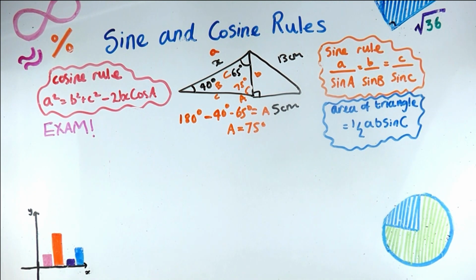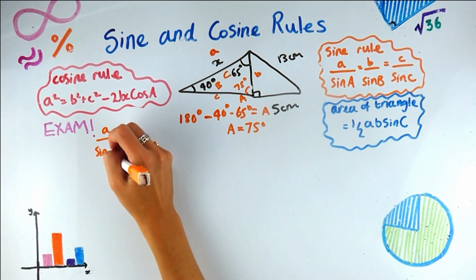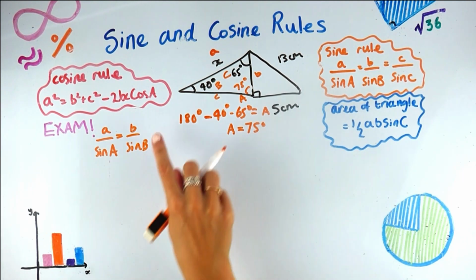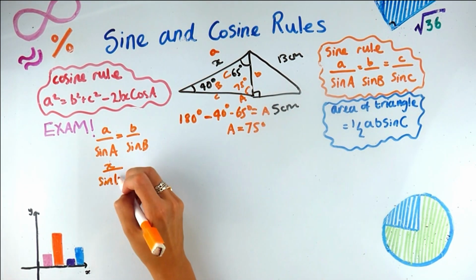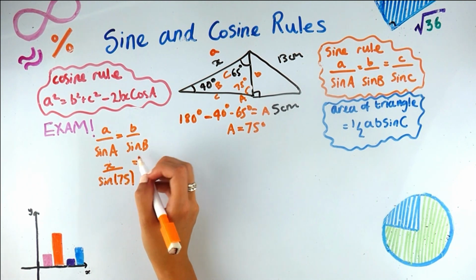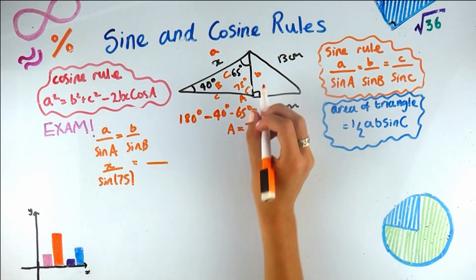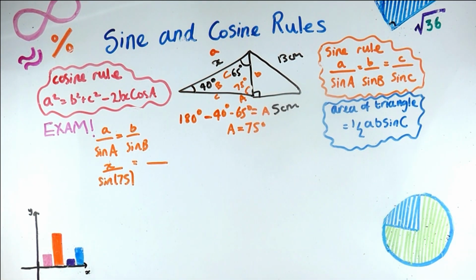So let's just write out our formula. So we've labelled, now we're writing out a formula, and then we're going to substitute in what we know. So we know little a is x, and we know that sine big A is now sine 75. Now we're going to use b. So we don't know little b or little c, so which one am I going to go for?